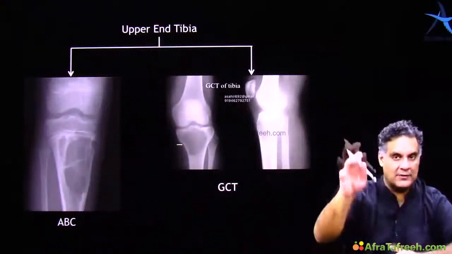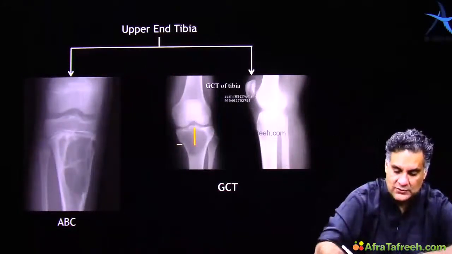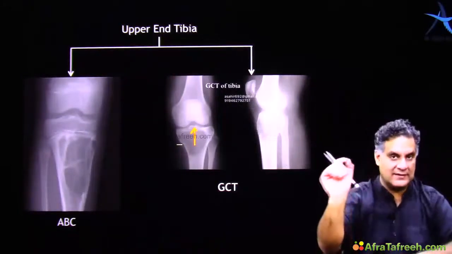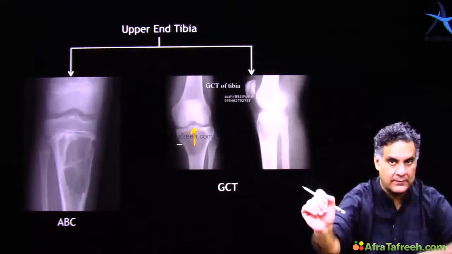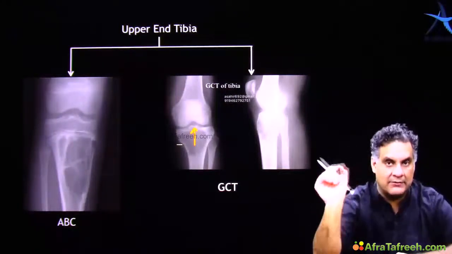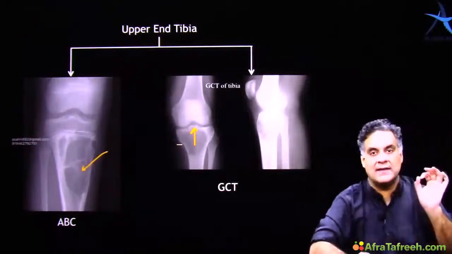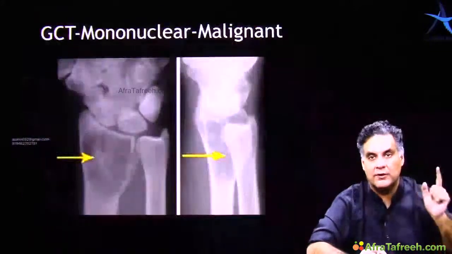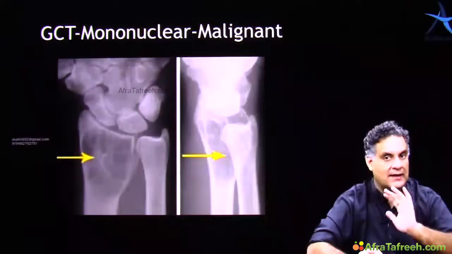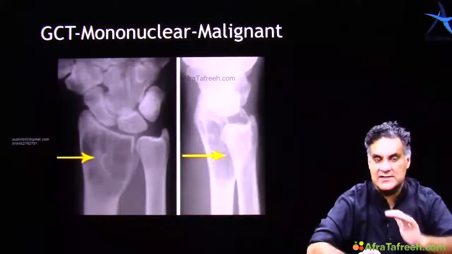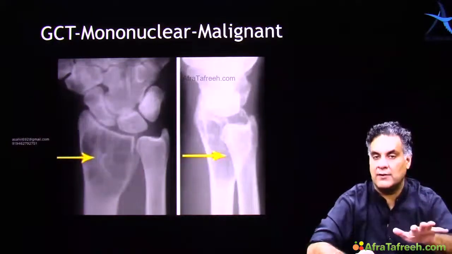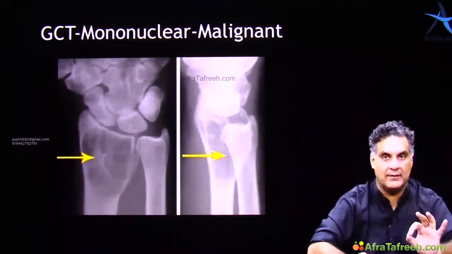So if I look at the upper end of the tibia, I will see a tumor going right till the joint. That's a GCT. It's seen after skeletal maturity, and it's seen right in the epiphysis, whereas before maturity, in the metaphysis, it is an aneurysmal bone cyst. I told you the tumor that can go to the joint, and if you have lower end radius, it is GCT till proved otherwise. That's a rule, that's a dictum.